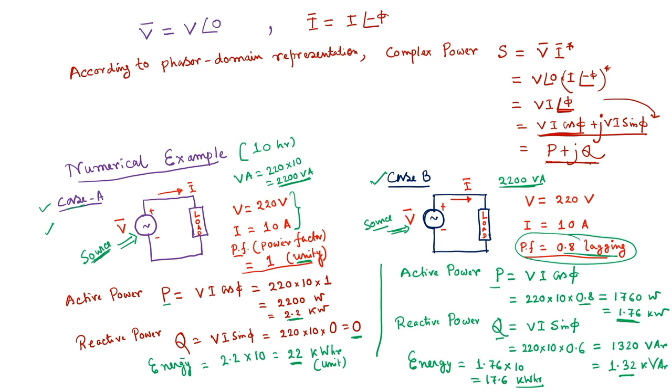So, if you compare these two cases, case A and case B, in both the cases the source is sending the same amount of volt ampere. But ultimately, when the source is going to bill the electricity consumption of the load, in case A it is getting the price of 22 kilowatt hour, whereas in case B it will be getting a price of 17.6 kilowatt hour, which is lower, and this primarily happens because of the power factor, which is non-unity.